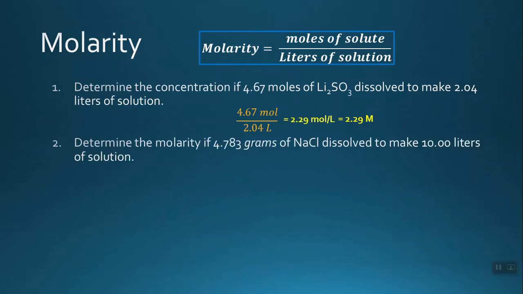Second problem: determine the molarity if 4.783 grams of sodium chloride dissolved to make 10.00 liters of solution. Now, you see the first thing here, it says grams, right? And if you look back at our formula, you can't just do grams per liter, right? What do you have to do? You've got to convert the grams to moles.